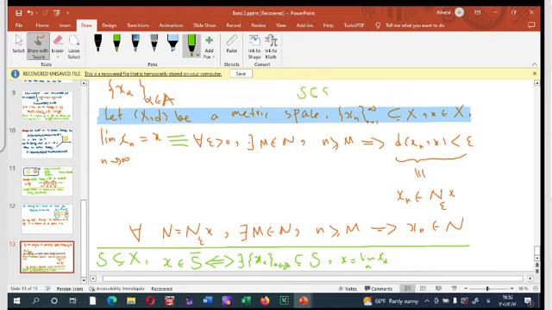Okay, so we have this very nice proposition that I write in this line: x belongs to S bar if and only if there exists a net in S with this property.